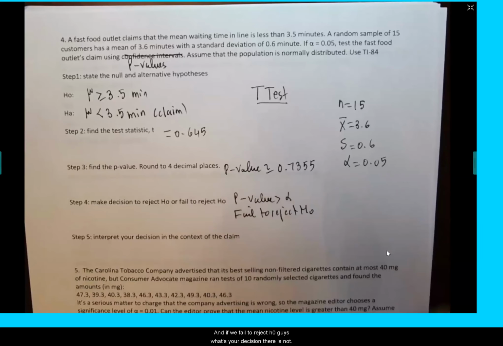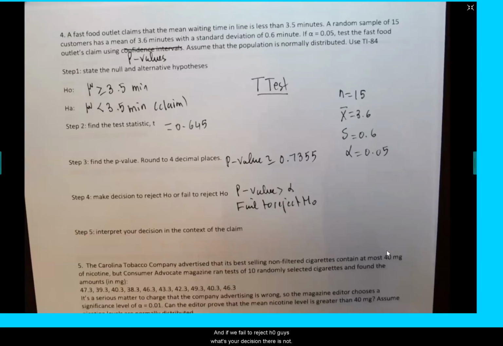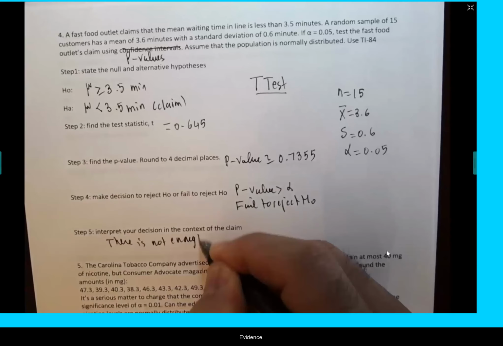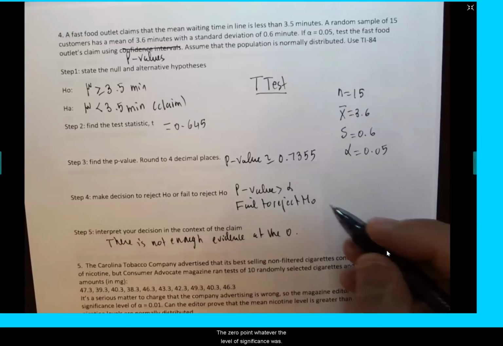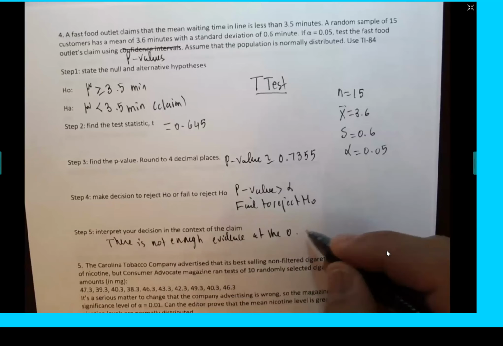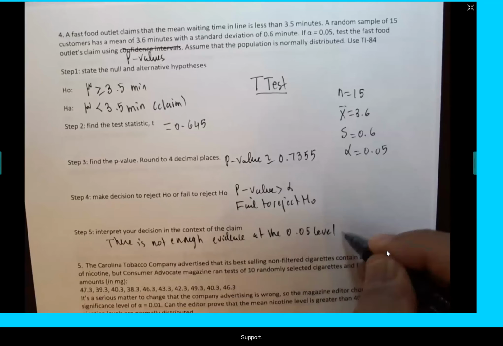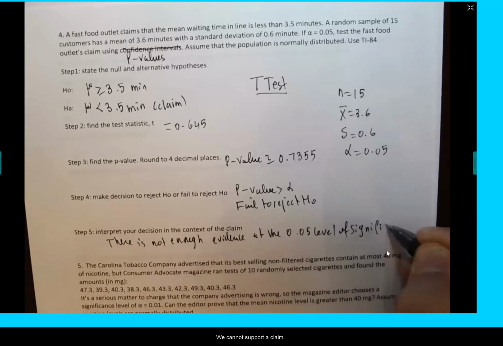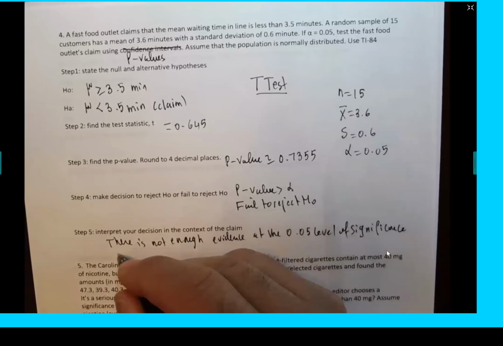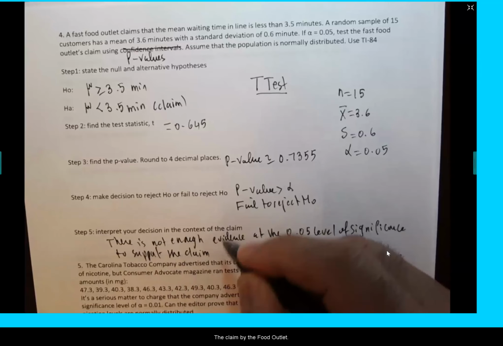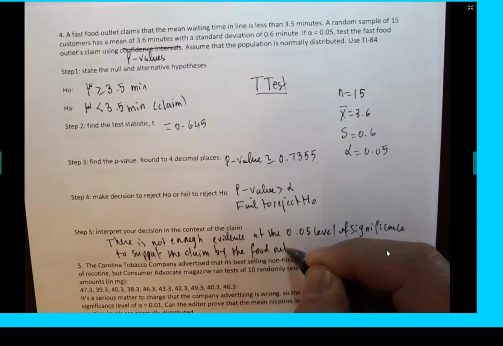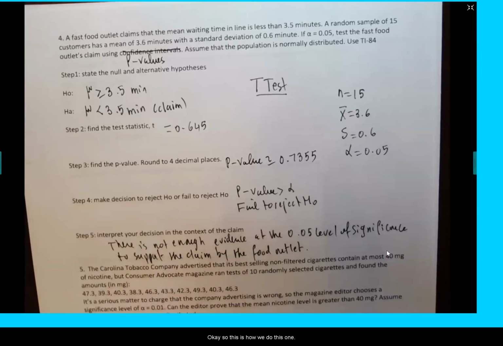And if we fail to reject H0, guys, what's your decision? There is not enough evidence at the 0.05 level of significance to support the claim. We cannot support the claim, period. Especially with a larger p-value. The claim by the food outlet. Okay, so this is how we do this one.